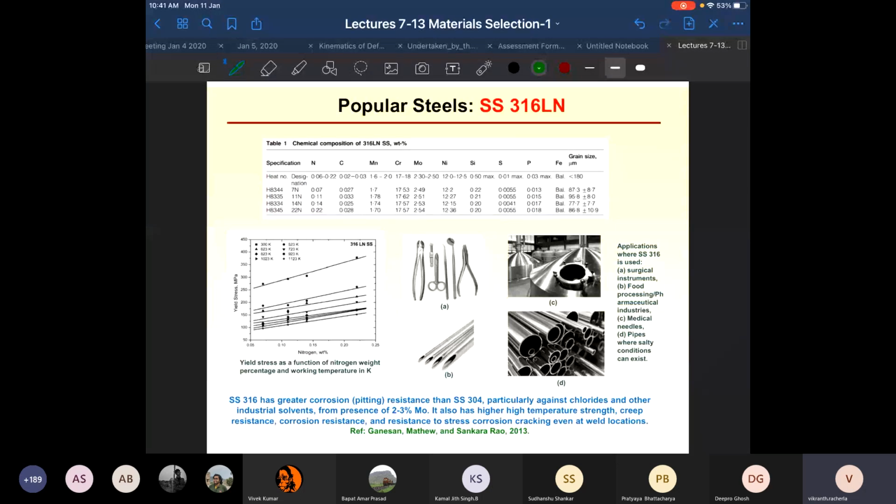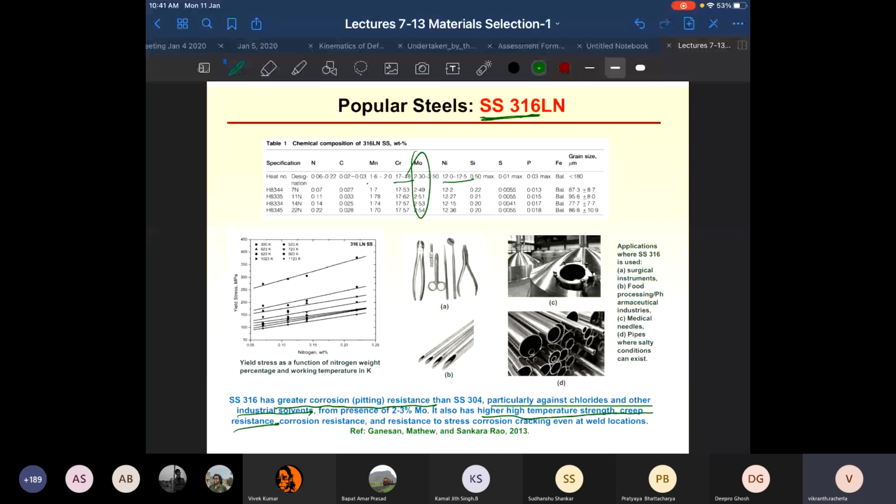Now another grade of stainless steel which is also very popular is SS316. In the 316 variety, a new thing which gets added is the molybdenum content. You anyhow have your chromium and your nickel. Nickel is in fact a little higher in 316 as compared to 304. But in addition to this, you have molybdenum being added, and because of the addition of molybdenum and higher percentage of nickel, you get a greater corrosion resistance, particularly against chlorides and industrial solvents. And also because of this molybdenum, you have higher high temperature strength and creep resistance.